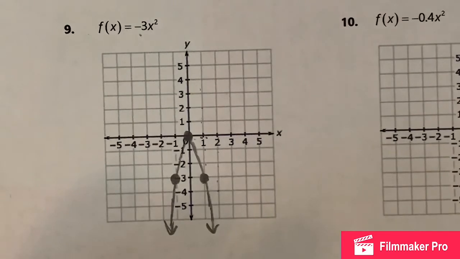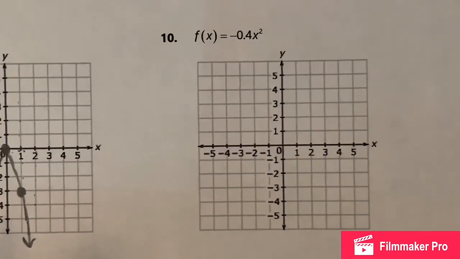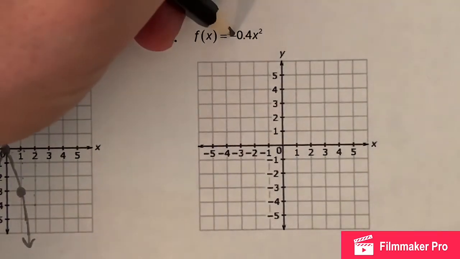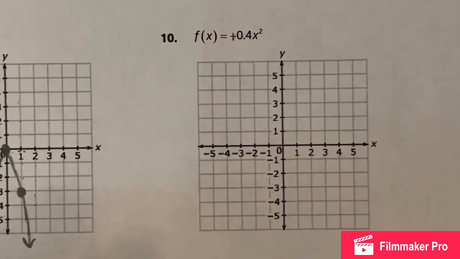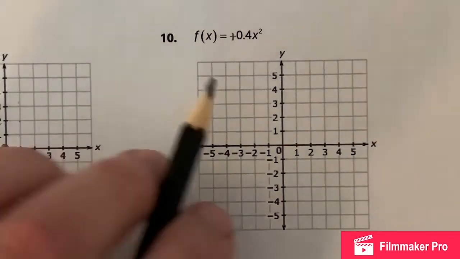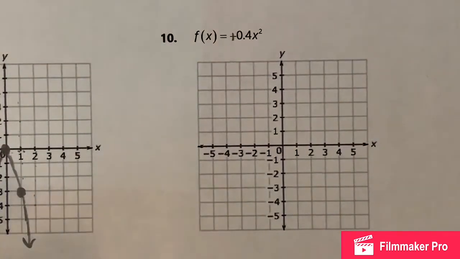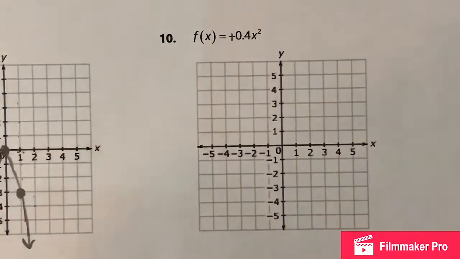Okay. The next one, I really meant for one of these to be positive and one to be negative. So what I'm going to do is make that a positive 0.4 instead of negative 0.4. So just kind of ignore that it wasn't negative. So we're going to graph 0.4x squared.